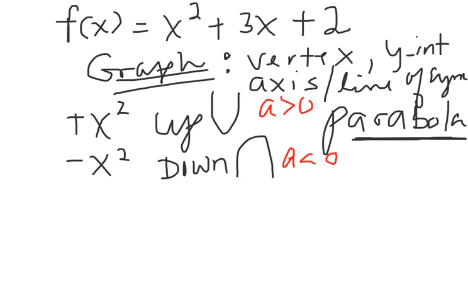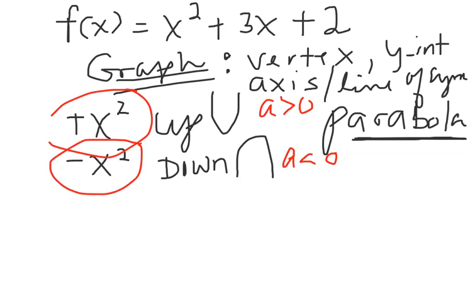Okay, so good. I'm glad you guys know how to determine if the parabola is going to open up or down. What do you look at? You look at x squared, guys. If x squared is positive, it opens up. If x squared is negative, it opens down. Right here, guys. That's the first thing.